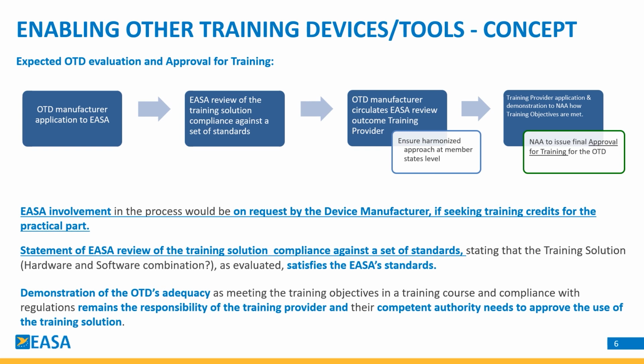Then the demonstration of the device adequacy as meeting the training objectives that have been defined through the TNA in a training course, and the compliance with the regulations remains the responsibility of the training provider, the final user, and their competent authority will need to give the approval for training for using this device in a training course.